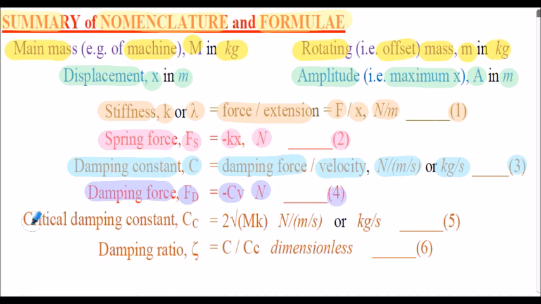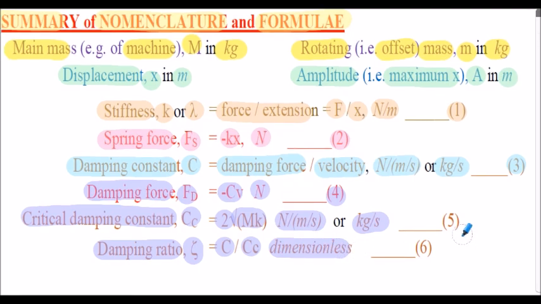We have what's called the critical damping constant, cc, and that's calculated from the equation 2 multiplied by the square root of Mk. Notice it's capital M there for the main mass or mass of the system. And there's also the damping ratio, normally stated as Greek symbol zeta, which is the damping constant c divided by the critical damping constant cc. That's a ratio, so that's dimensionless. So they're equations 5 and 6.